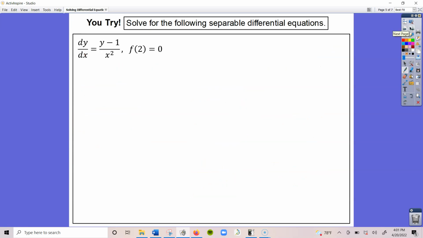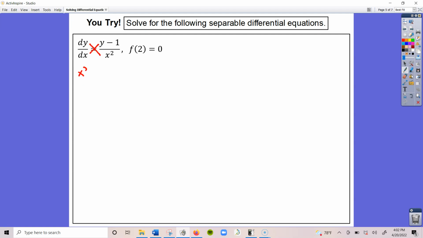Let's try another example. We have dy over dx is equal to y minus 1 over x squared, and we have the initial condition f of 2 is equal to 0. Again, this is one where I cannot cross multiply, because if I do, I get dy times x squared and then dx with the y minus 1. Well, I guess you can cross multiply and then see what we would do from there. So let's just try that out and see what happens.